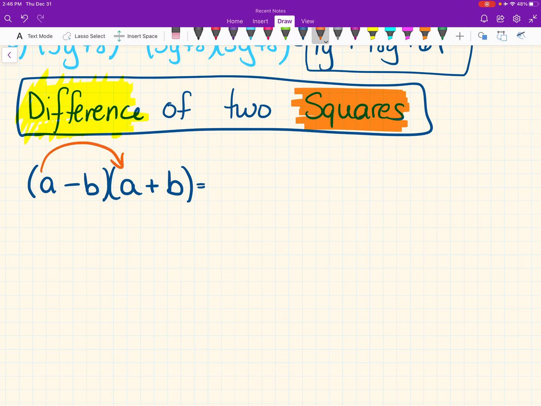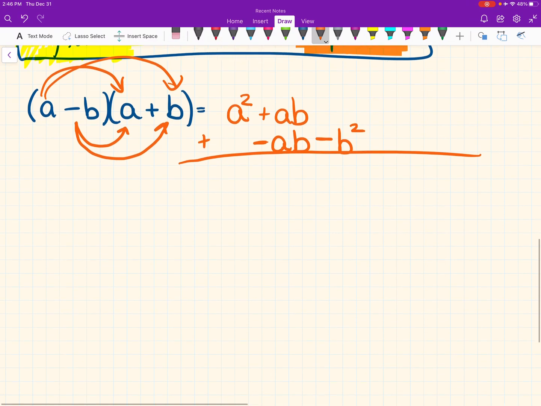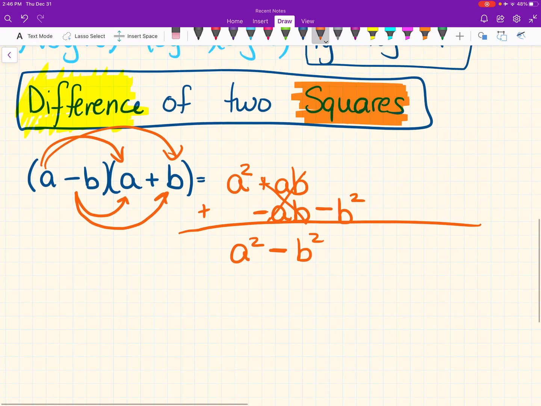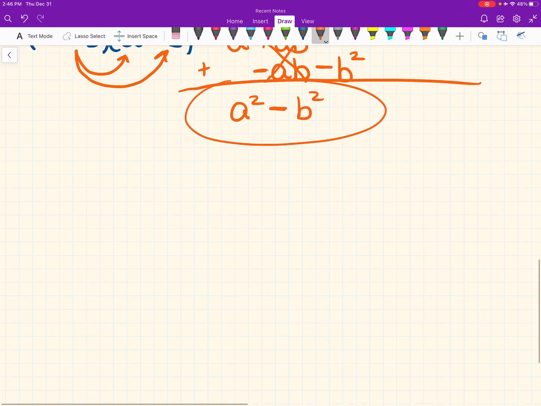A times A is A squared. A times B, positive AB. This time, though, it's negative B times positive A. So that's a negative AB. And some of you are already seeing what's happening. And then B times B, but that's a negative B squared. So watch what happens when we add them up. We get A squared. This goes away. It's eliminated. And we're left with minus B squared. Look what we have. We have the difference, subtraction, of a perfect square minus a perfect square. Okay? Let's do another one.